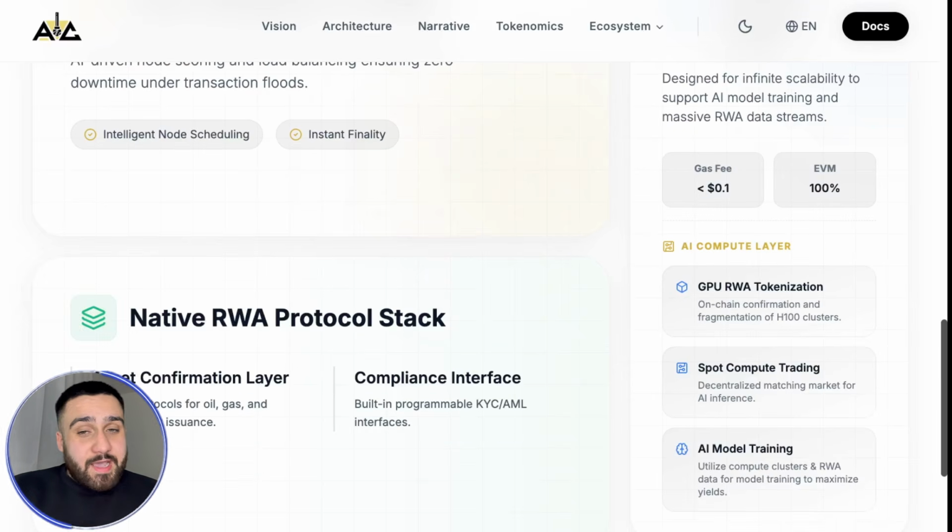For real world assets, AIC introduced a protocol system that handles asset confirmation, on-chain representations, and the compliance requirements. They also include built-in interfaces for things like KYC and AML, which are important when dealing with real-world financial assets.